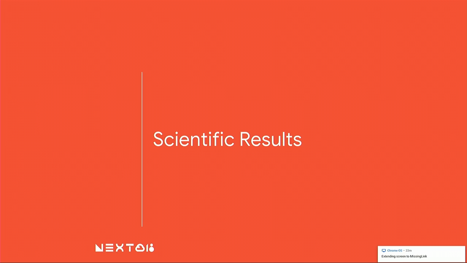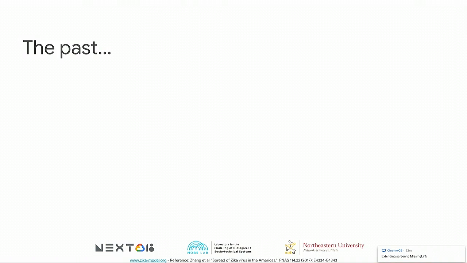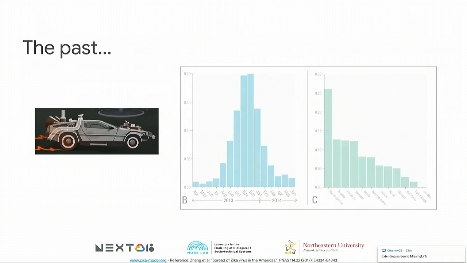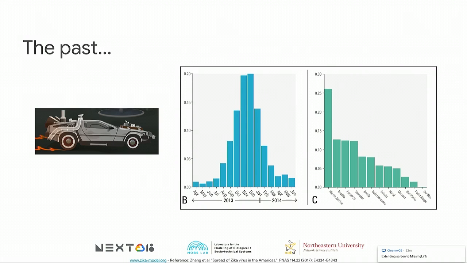So now let me give you a taste of the kind of results and the kind of things we can do with this. So first of all, we can use GLEAM as our own personal time machine to go back in the past and try to figure out what was the original time and place of introduction of the virus in Brazil. For example, what you see there is that we find that the most probable time of introduction was between September 2013 and February 2014.